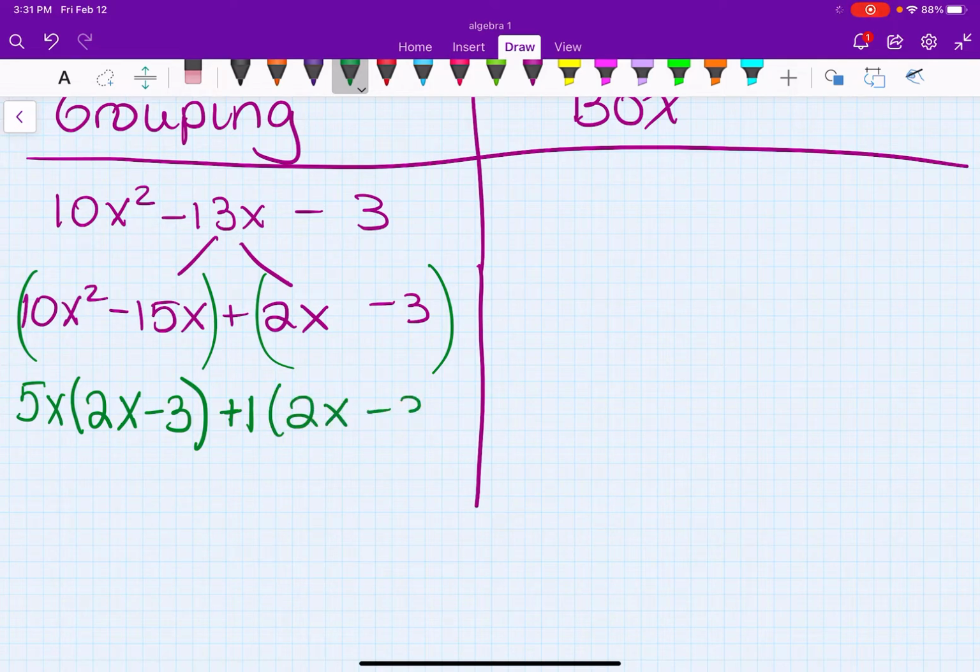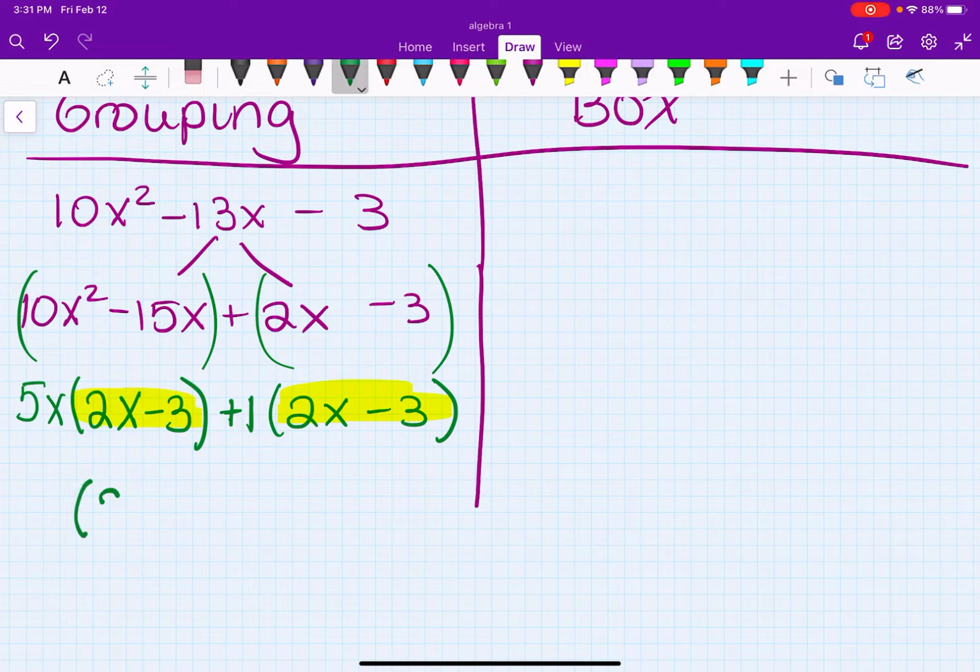And then it's 2x minus 3. I put the plus 1 there so that we remember it's there. Otherwise, people will just write 5x, and that's not true. It's plus a 1. We pulled out the greatest common factor, and in this case, it was simply 1. Do our chunks match? Yes, they do.